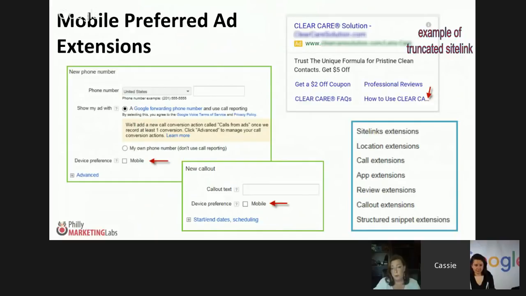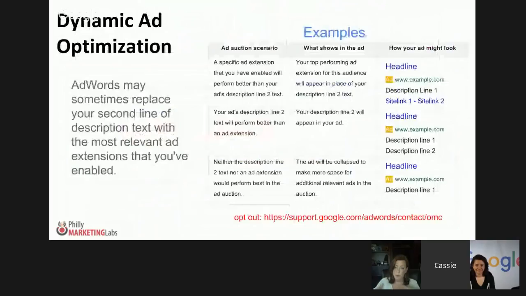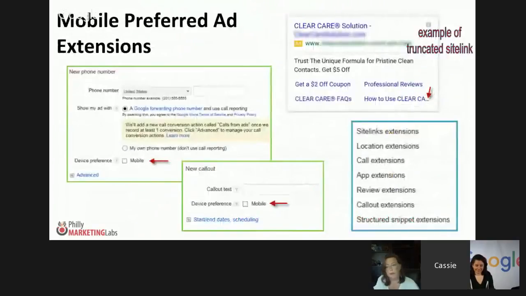And then the same goes as well for phone numbers. You may want to have one Google forwarding number or your own phone number used as a call extension for mobile, and then another for desktop, just for tracking purposes, so that you can segment that information more easily and understand your performance better. So it's as simple as just checking that box, and then you've got your mobile preferred.